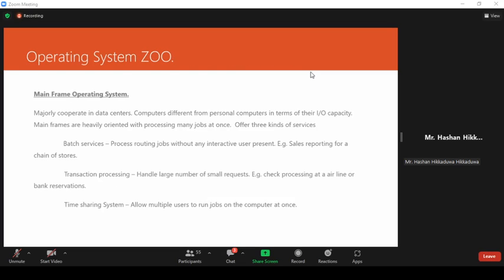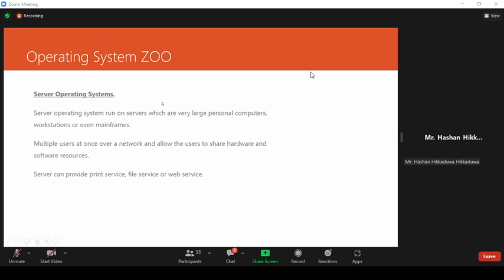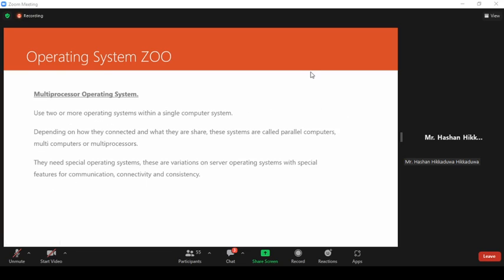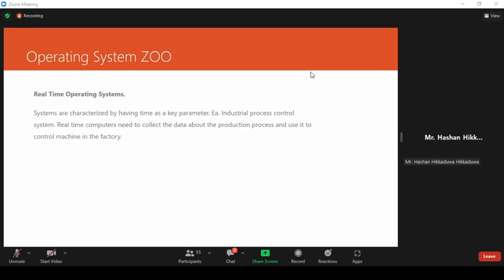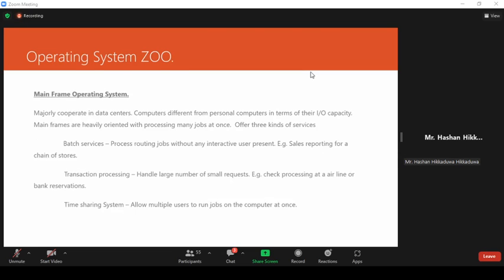So let's see, there are different types of operating systems: mainframe operating systems, server operating systems, multiprocessor operating systems, embedded operating systems, server node operating systems, real-time operating systems. Simply we can say operating system soup. So we can talk one by one. Mainframe operating system.